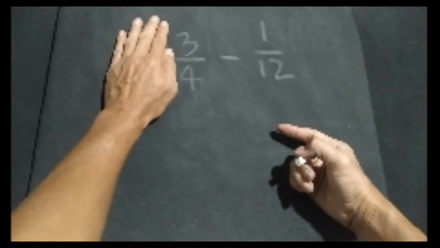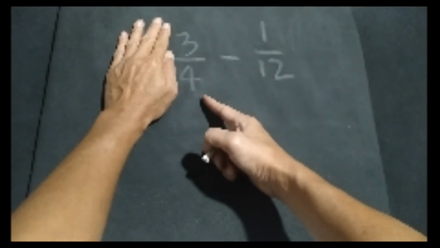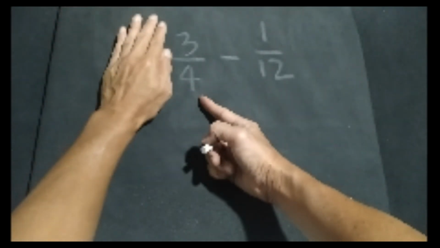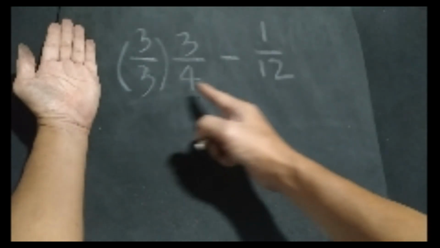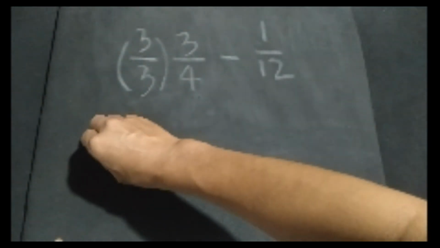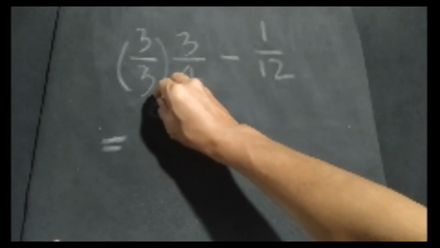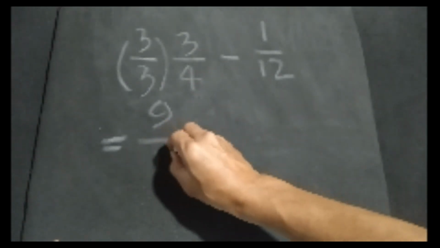Or we can say like this. This is the same, right? 3/4. Open up, it's still 3/4. Close down 3/4, open up 3/4. Nothing will change. We continue. 3 times 3 is 9. 3 times 4 is 12.